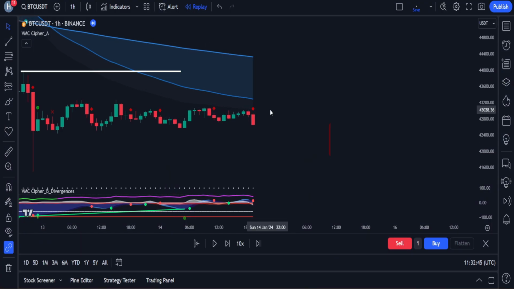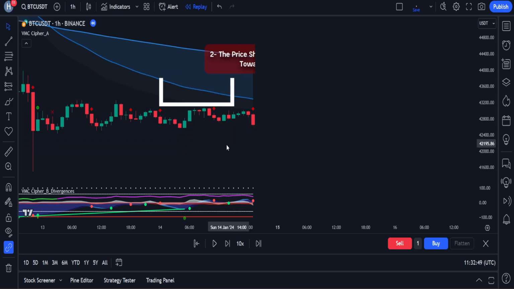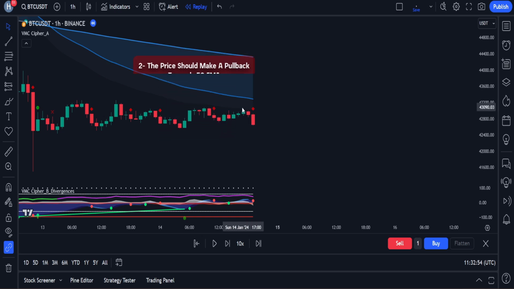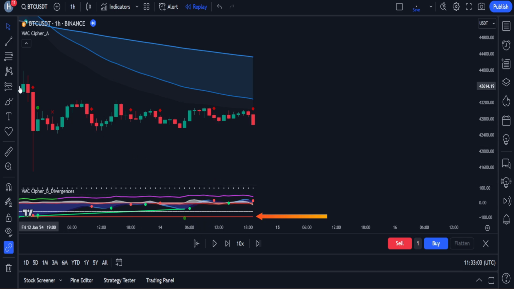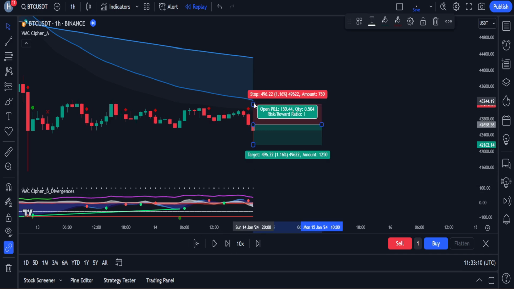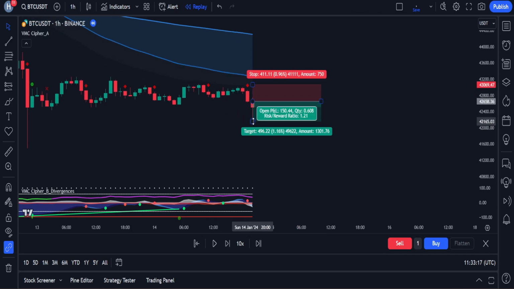First of all, the price must be trading below the 200-period EMA. Then it should move back closer to the 50-period EMA. After this down here, the wave should change from light blue to dark blue, just like it did here, which will print a red dot here. And finally, this line here should be red in color. If all of these conditions are met, you can open a sell position. So I will open a sell position here on the next candle. We will set our stop loss just above the most recent swing high, or you can also set it at the 50-period EMA line. And our take profit target will remain the same.